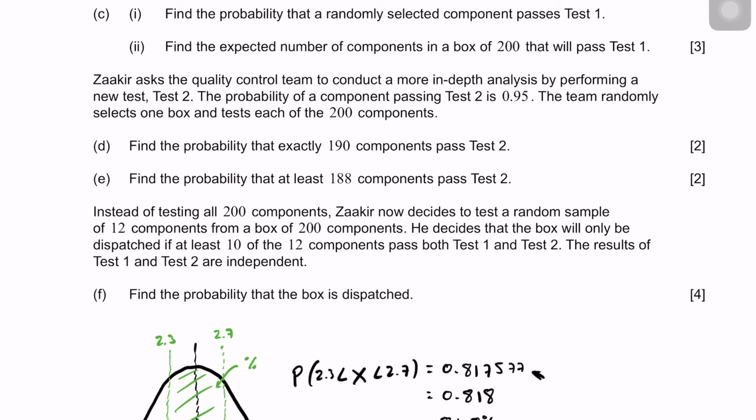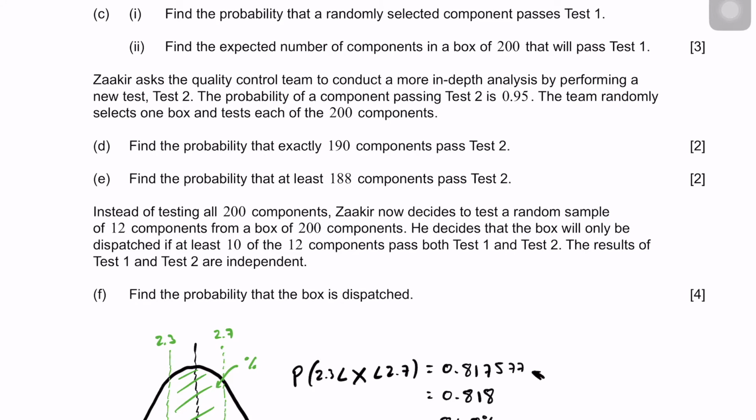All right, moving on. Zakir asked the quality control team to conduct a more in-depth analysis by performing a new test, test 2. The probability of a component passing test 2 is 0.95. The team randomly selects one box and tests each of the 200 components. Part D asks us to find the probability that exactly 190 components pass test 2.